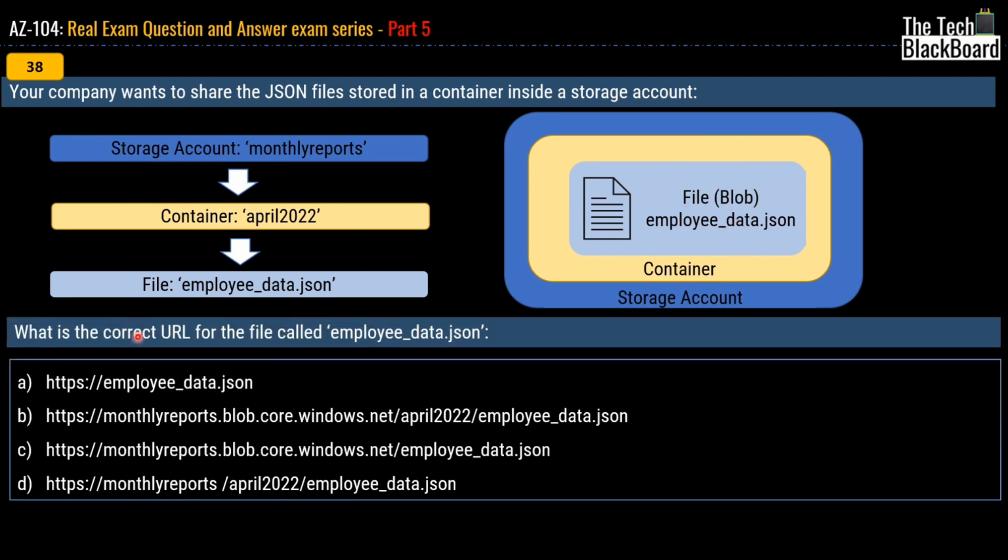Now the question says, what is the correct URL of the file called employeedata.json? Here you can see the different URLs given for employeedata.json. You have to tell which is the correct URL to access this file. Before answering this question, let's understand the correct hierarchy and how the URLs are built when we are talking about the Azure Storage account.